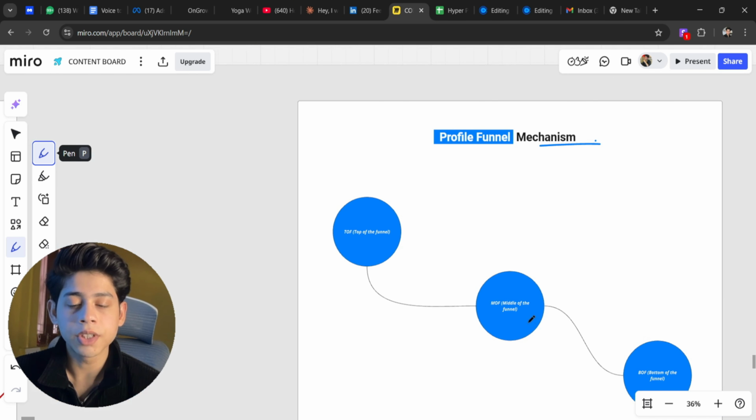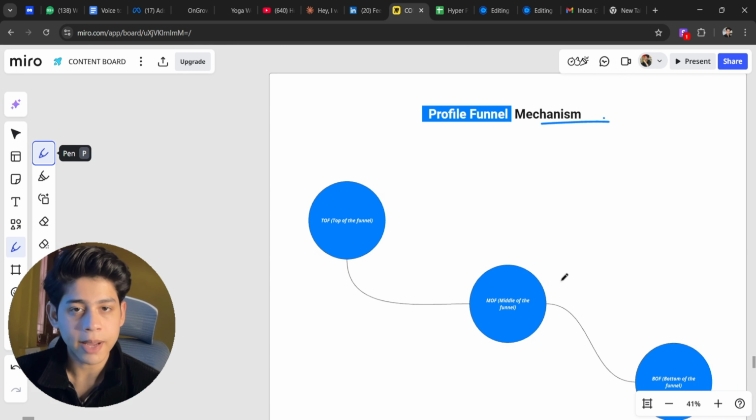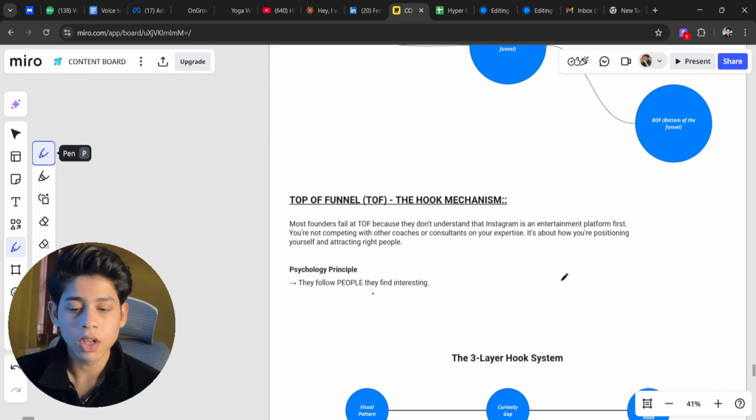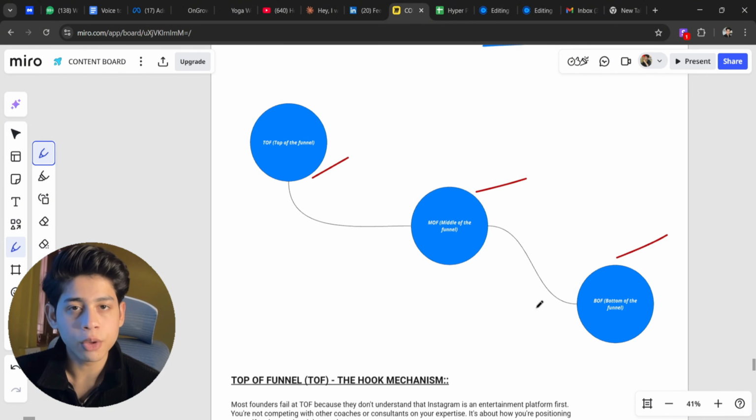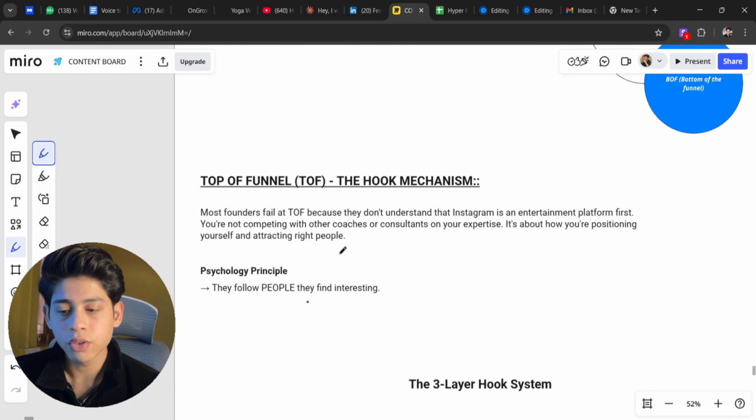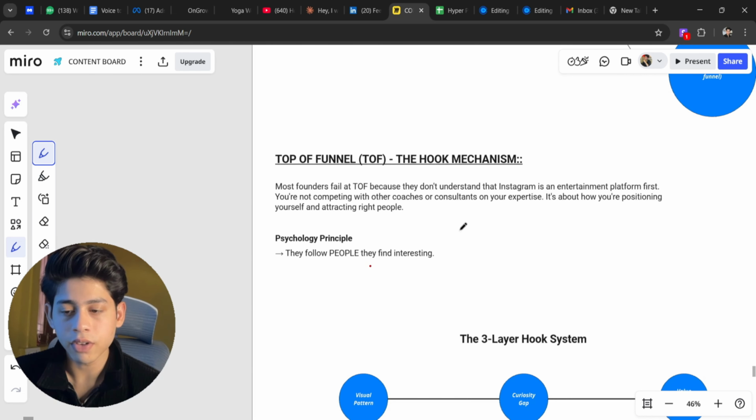Now here comes the actual profile funnel mechanism, how it actually works. In the funnel, we have three stages: top of the funnel, middle of the funnel, and bottom of the funnel. I'll be explaining all three step by step, right? So let's talk about the top of the funnel first, right?